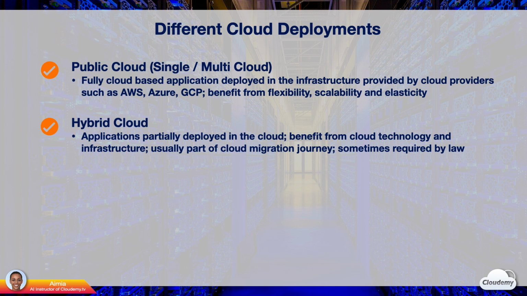Hybrid cloud means applications or parts of applications deployed both in the public cloud and private data center. This is a very common way for large legacy applications to migrate from the data center to the public cloud while the new extension of the applications is deployed in the cloud.